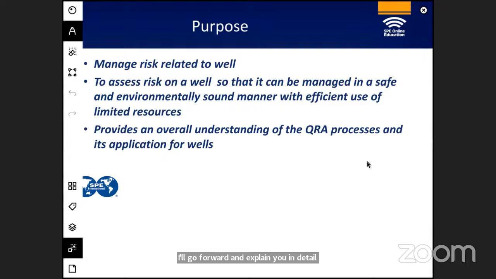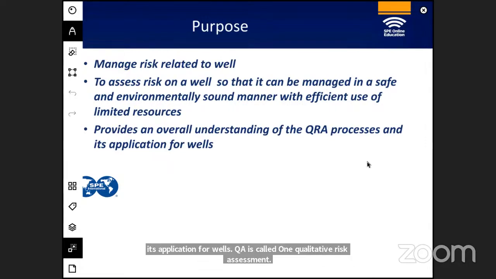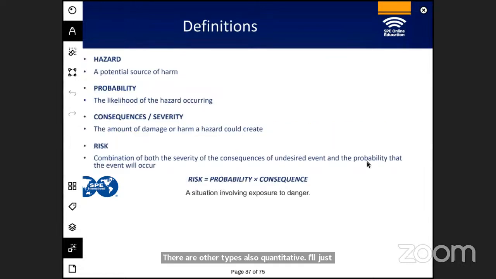So we have to manage all risk related to the well. For us, it is well integrity. To assess risk on a well so that it can be managed in a safe and environmentally sound manner with effective use of limited resources. This provides an overall understanding of the QRA process and its application for wells. QRA is called qualitative risk assessment. There are other types also, quantitative. I'll just mention them in subsequent slides.